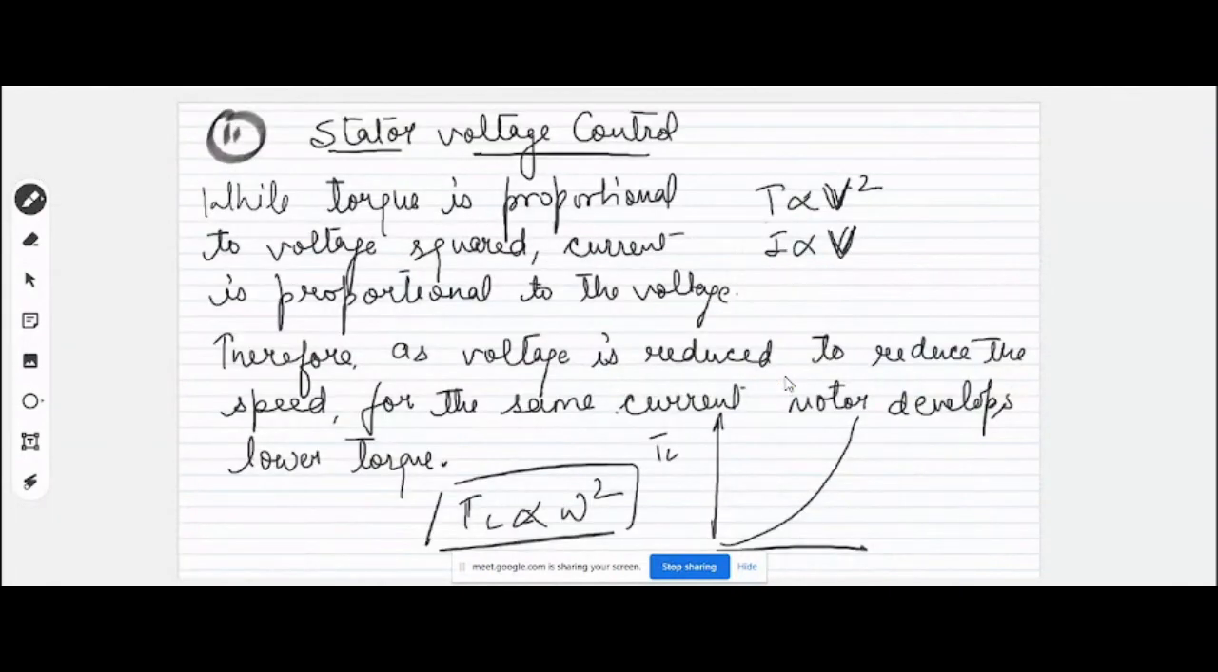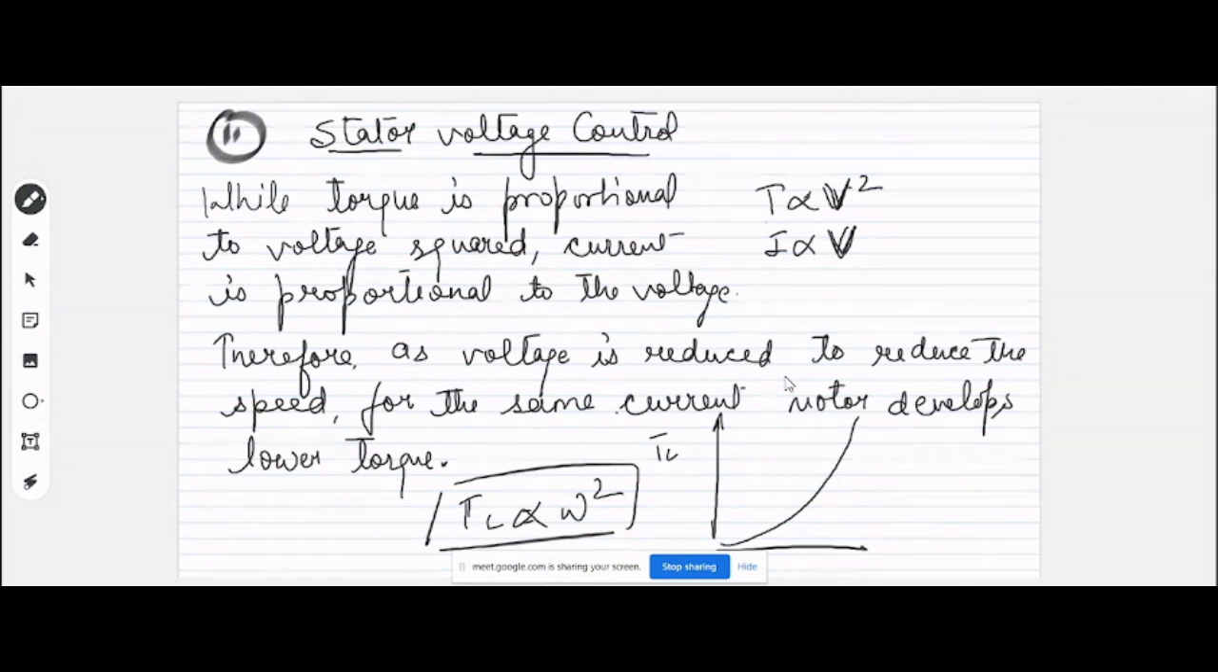Then we started discussing the stator voltage control, right? And we have studied that the stator voltage can be used to control the speed of the induction motor, right? We also know this fact that the torque of the induction motor is directly proportional to the square of the voltage. That means if we are reducing the voltage, the torque will also reduce, right?